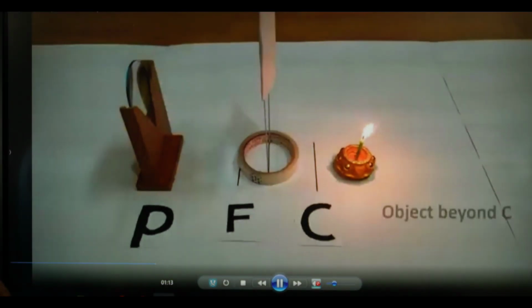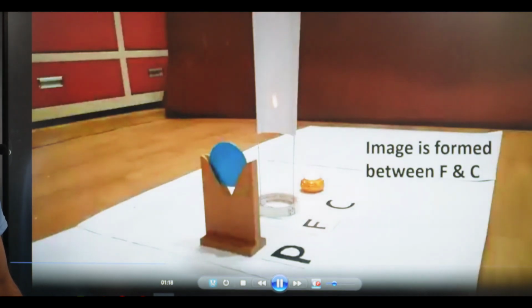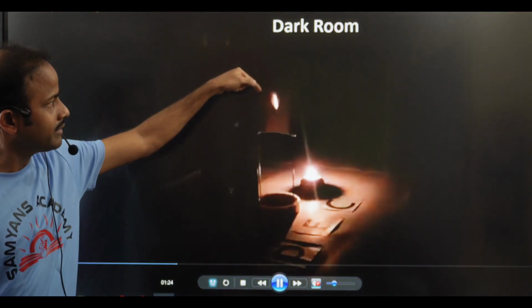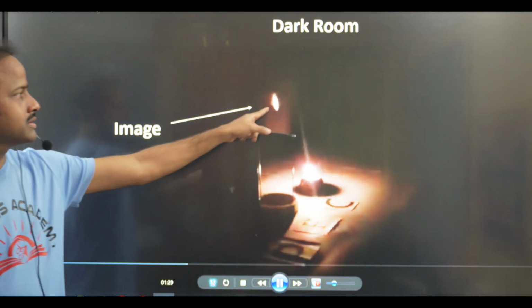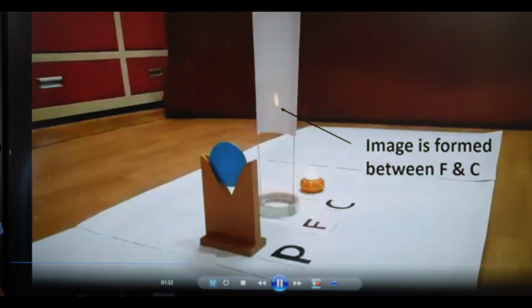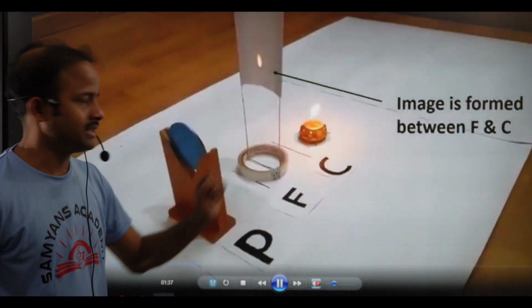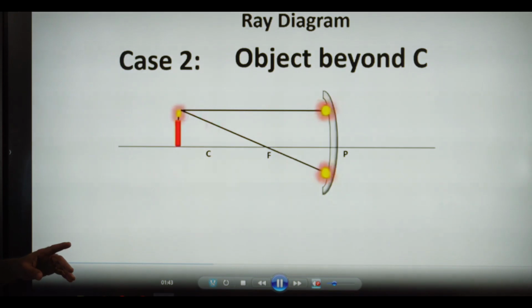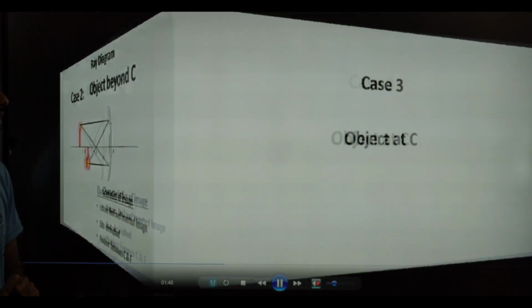In case 2, when you keep the object beyond C, we can see the image between C and F. Now you see here we can see the image, so this image we can capture on the screen. When you keep the object beyond C, you get an inverted image, a small size image.